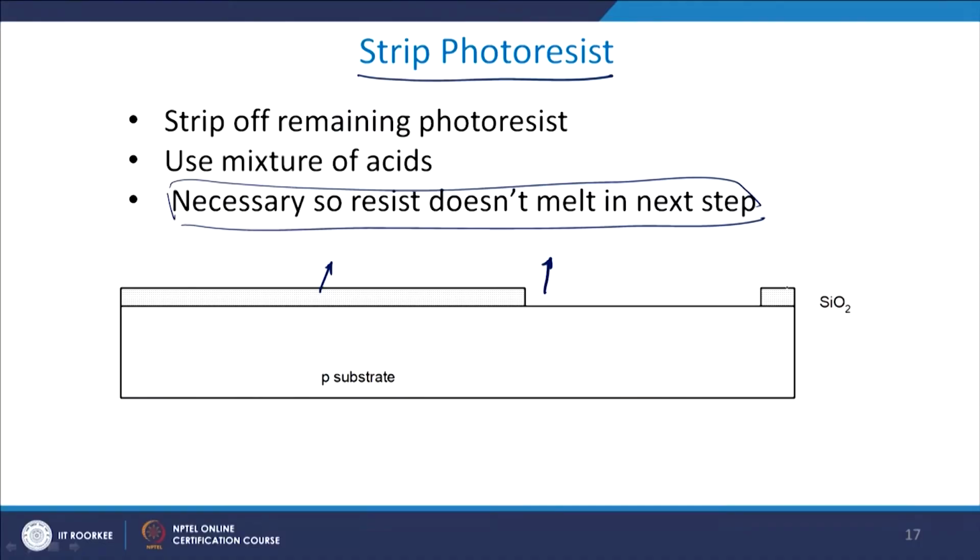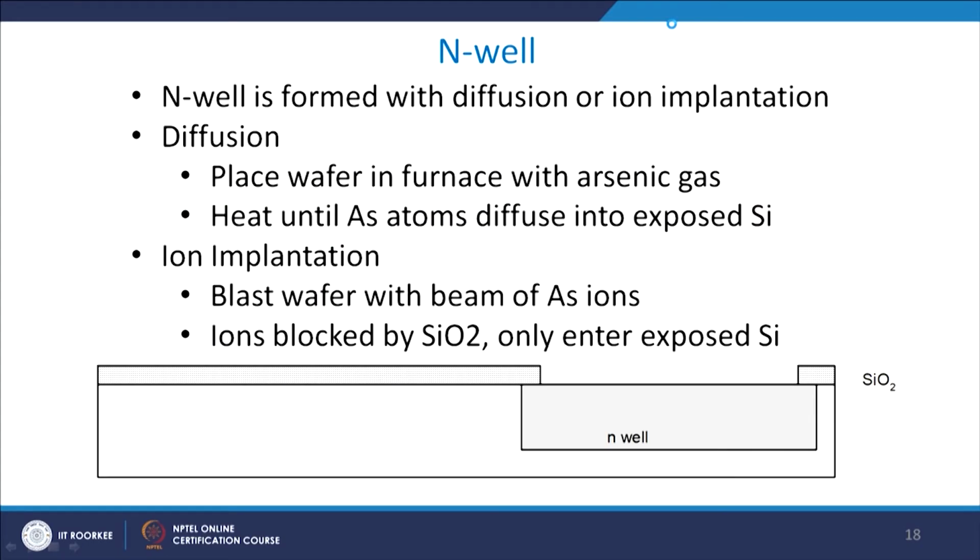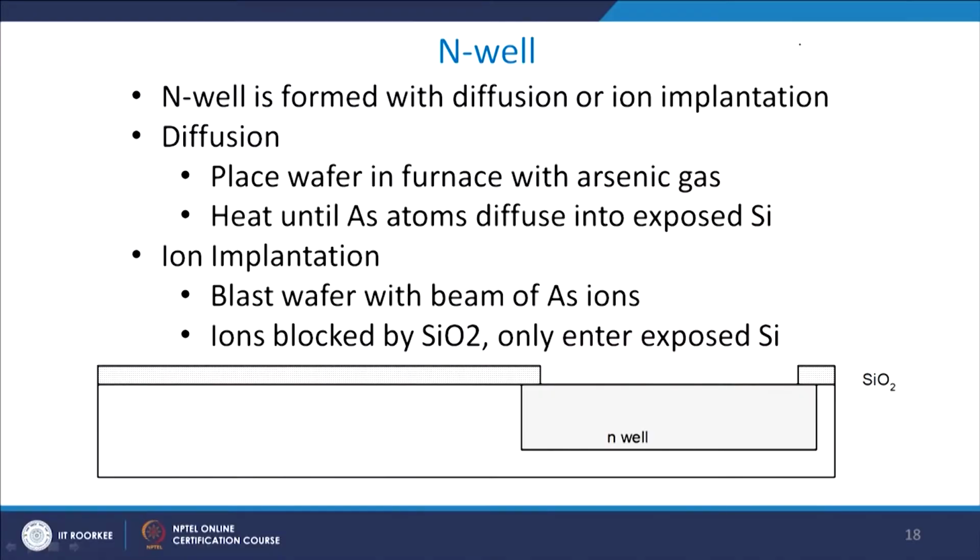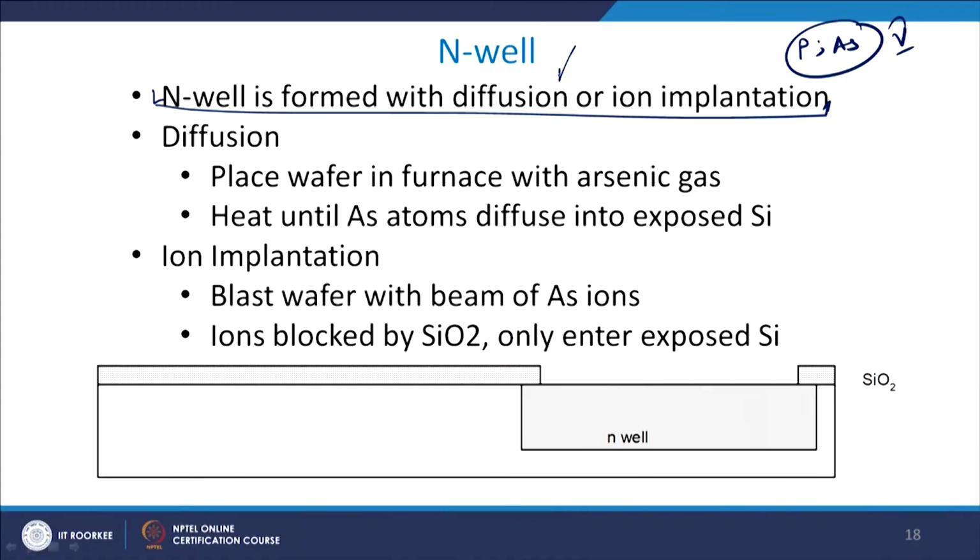So, I have a silicon dioxide layer here, and I have a p type substrate over which I am doing the photoresist, right. We come to the N-well formation. Now, N-well basically means that you are doping with an N type dopant, which is basically either phosphorus or arsenic, right. This is a group 5 element which you are doping with, and this N-well is formed with diffusion or ion implantation, right. So, typically in most fabrication techniques we use diffusion, right.